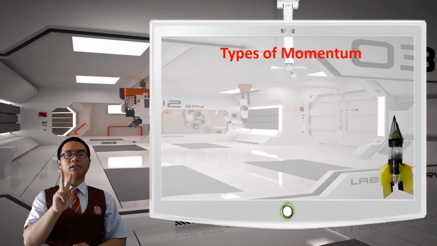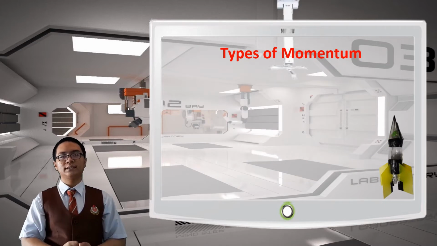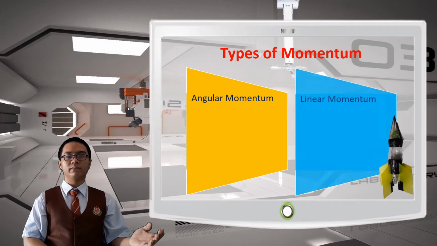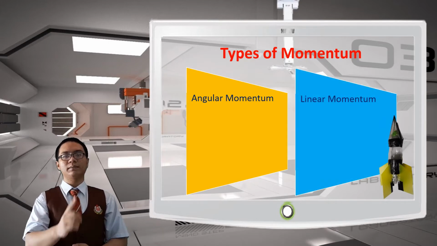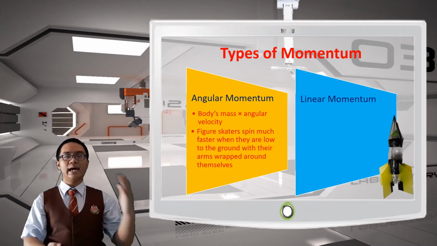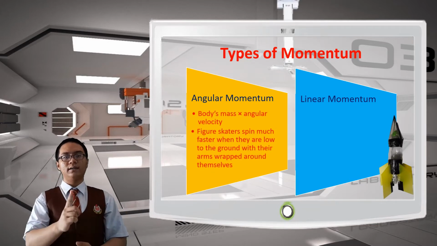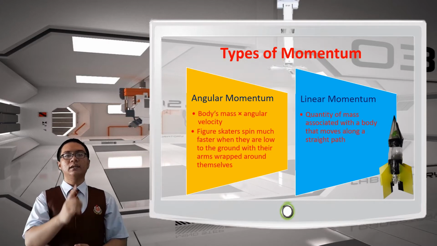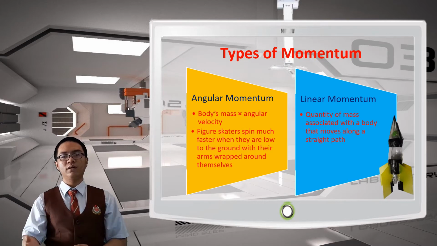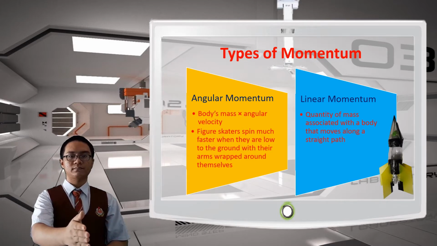There are two types of momentum, which are angular momentum and linear momentum. Angular momentum is obtained by multiplying a body's mass by its angular velocity, while linear momentum, also known as force, is the quantity of mass associated with a body that moves along a straight path.